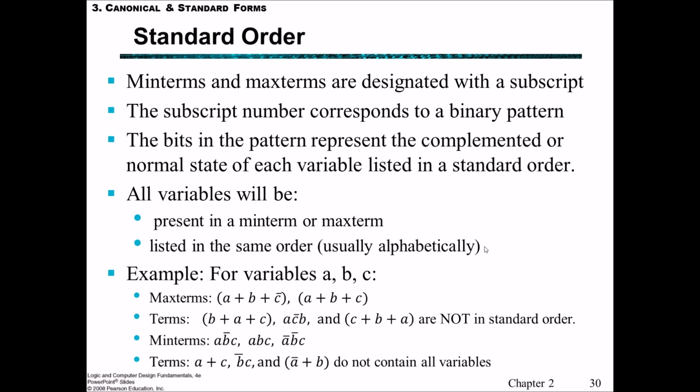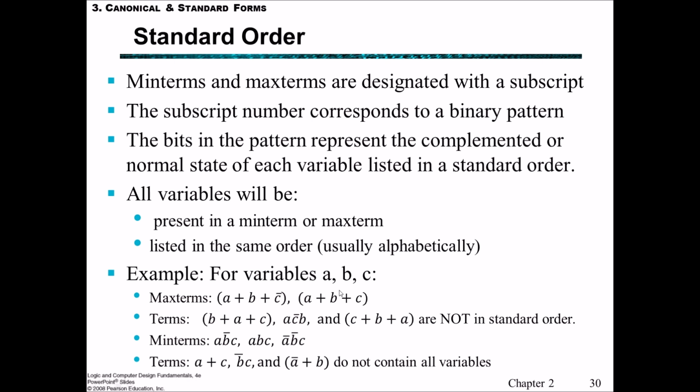For the variables A, B, and C, we can look at 2 maxterms. Not all of the maxterms, but these are 2 examples of maxterms, and that is A or B or not C. For the second one, A or B or C. Whereas these terms are not maxterms because they're not in the standard order. So B or A or C, then A obviously should be on this side, even though this first one is the same.